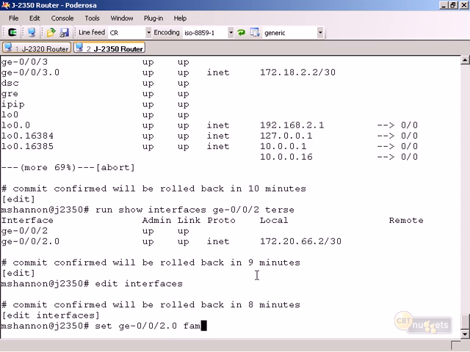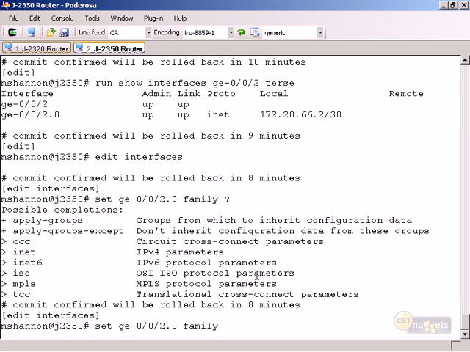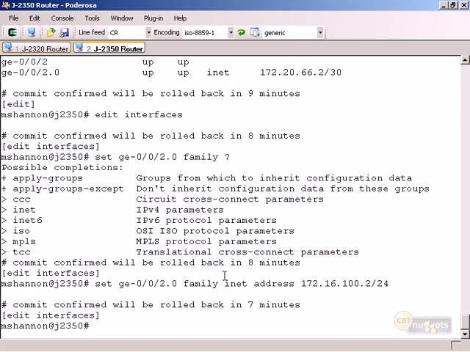Now, what family is it in? I have to tell it what family it's in, and usually it's going to be family inet. As far as we're concerned here at the JNCIA level, it's always going to be family inet. But it could be inet6, or if it's IS-IS you could use family iso, or family multiprotocol label switching, MPLS. We're always going to be doing family inet, so we'll stick with that. And I'm going to do an address, and I'm going to say 172.16.100.2/24. We'll add that on there.